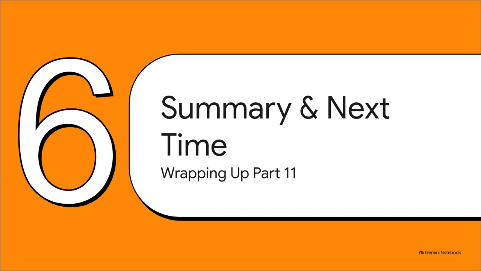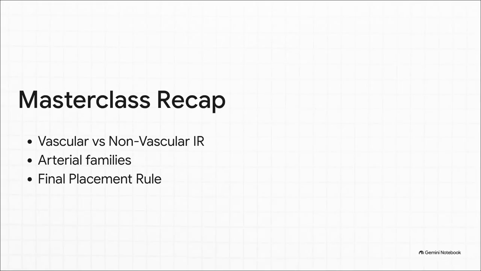Section 6. Summary and next time. We've covered some incredibly vital ground today. To quickly recap, we defined interventional radiology and separated vascular from non-vascular procedures. We explored the distinct arterial vascular families, from intracranial all the way down to the lower extremities. But most importantly, we locked in those 4 golden rules, focusing heavily on how the endpoint of the catheter dictates your code and how modifiers handle branching paths. These 4 foundational rules are honestly your best defense against coding denials.